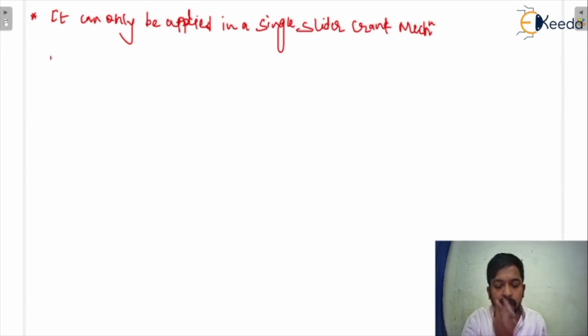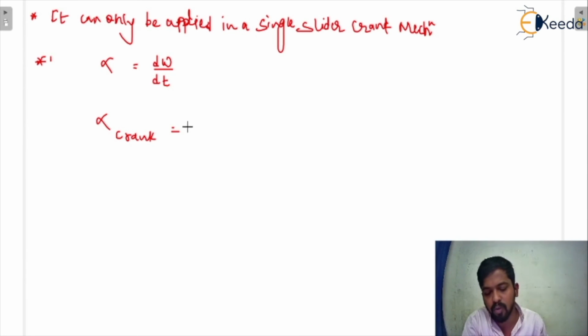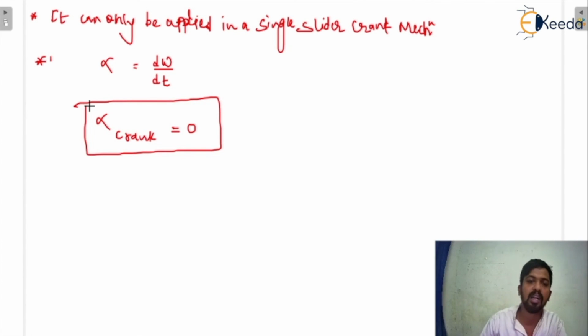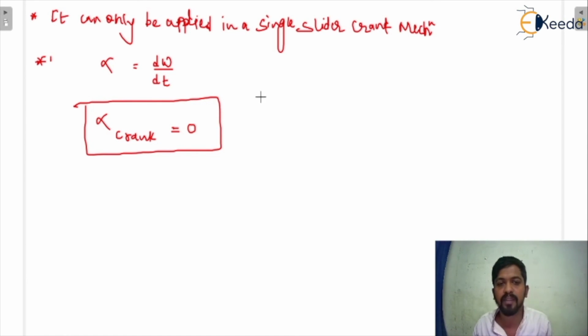Now the next important thing is angular acceleration. What is angular acceleration? We all know angular acceleration is nothing but d omega by dt. So the angular acceleration of the crank is equal to 0. You should remember directly that the crank angular acceleration is 0. So the Klein's construction can only be applied in single slider crank mechanisms, and the angular acceleration of the crank in the Klein's construction is equal to 0.